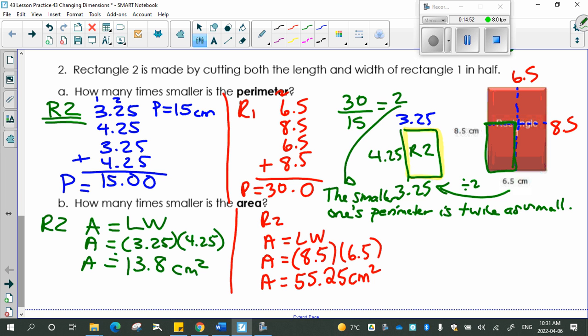And then how do I figure out how many times smaller the area is? What did we do in all the other ones? 30 divided by 15. So big one divided by littler one. So 55.25 divided by 13.8. Approximately 4, which it would be exactly 4 if we use all our decimal places. Okay. So that means the smaller one is 4 times smaller.